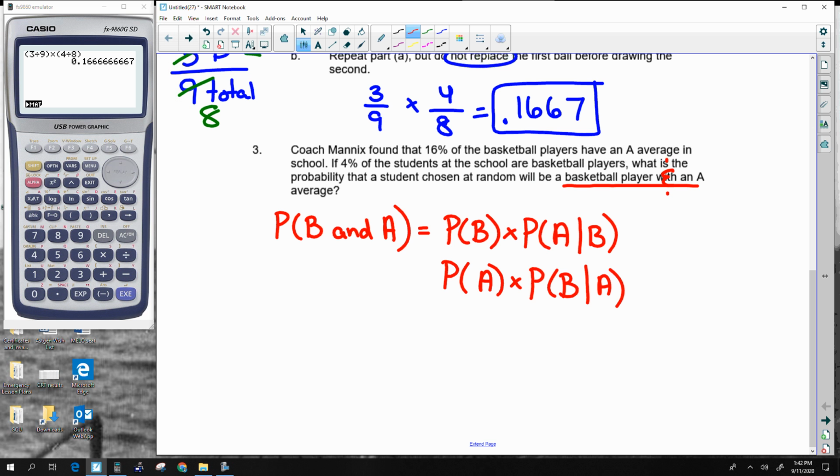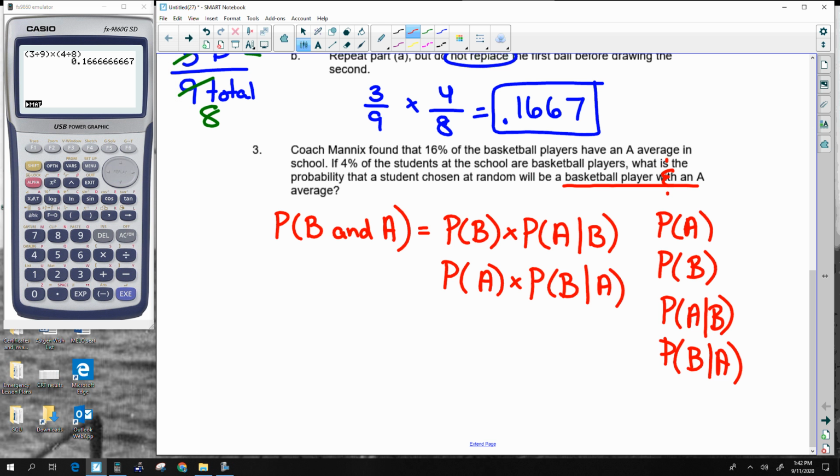So let's see what we're provided with. We got the probability of having an A, probability of being a basketball player, probability that you have an A given that you're a basketball player, or the probability that you are a basketball player given that you have an A. So again, what these second terms refer to is the population. From whom are you looking from? That will kind of help you identify which one it is, because they'll sound kind of tricky.